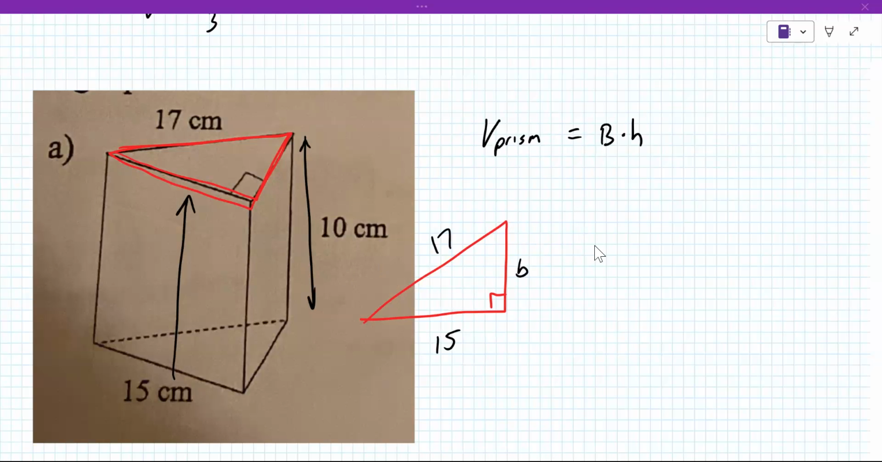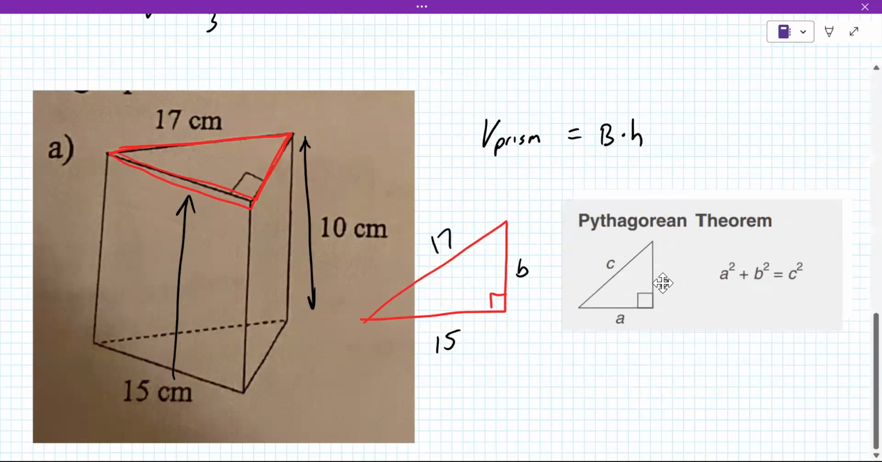How do you find the third side of a right triangle? I'm giving you the answer on screen. If you're looking at the screen, you'll see the answer. That's the Pythagorean theorem. Yes.